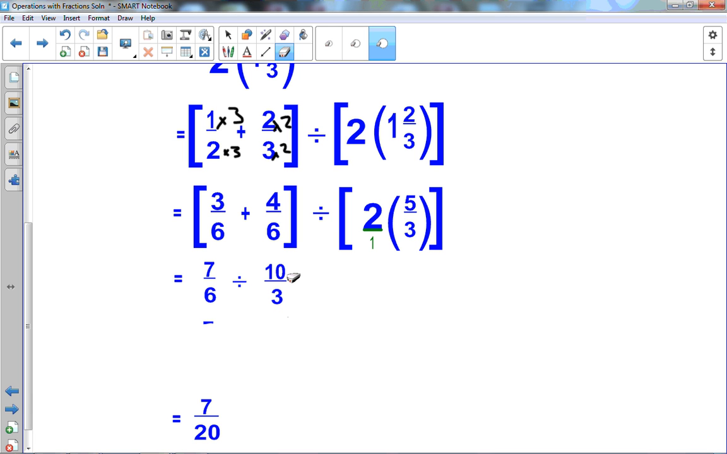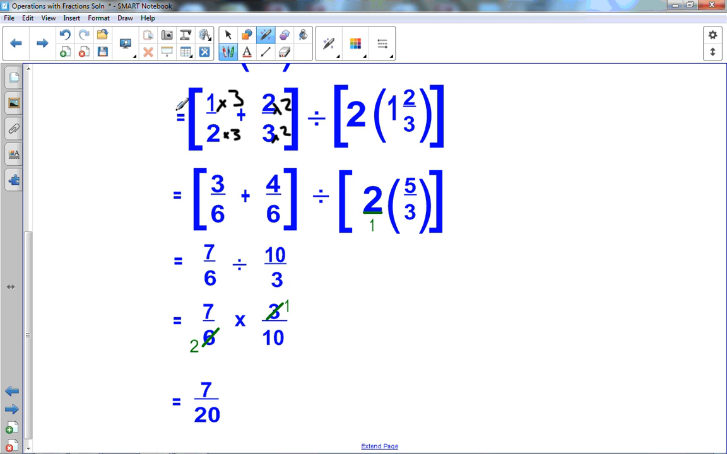Now I have a fraction dividing a fraction, so I need to multiply by the reciprocal, which is 3 tenths. When I do that, I notice that I have factors that I can divide away between 3 and 6. So 6 divided by 3 is 2, and 3 divided by 3 is 1. So what I'm left with is 7 over 2 times 1/10, which is just simply 7 over 20.